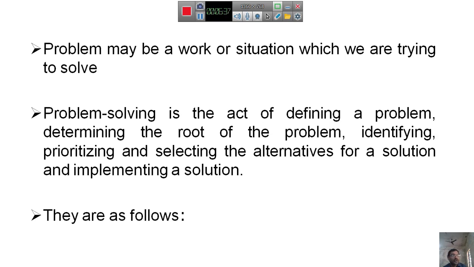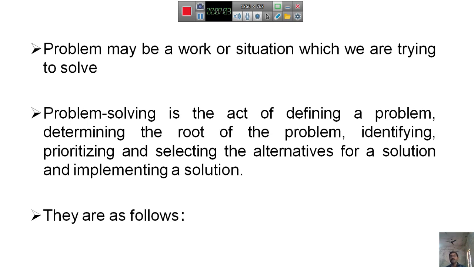Right. So before this, we have to understand the problem. When we know what our problem is, we can find out the solution. For that, first we have to understand the problem clearly. This is called defining a problem.